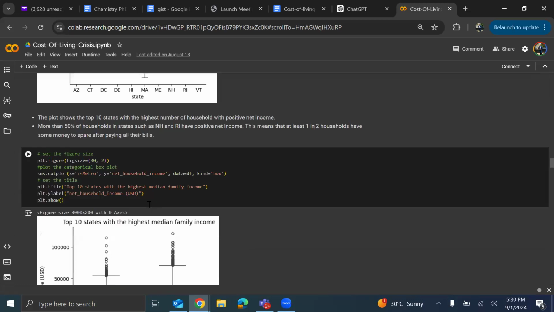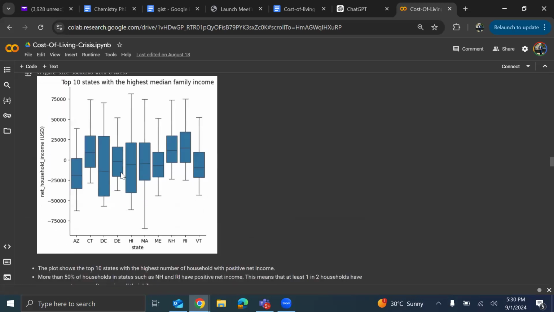I think let me go back a little bit. You know that we had established before that DC is a place with high income, right? Now you can see that although their net median income is high, we also have some people that have negative earnings here, right? Like when we subtract their expenses from their earnings, you can see we are getting negative household income. So this can tell us that maybe the cost of living in DC is quite high. Although the people earn high, they tend to pay higher cost of living.